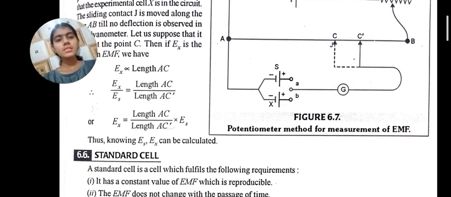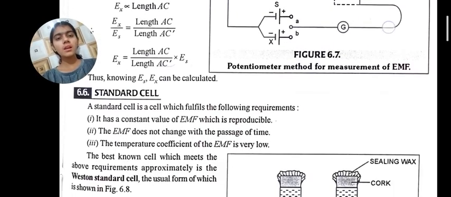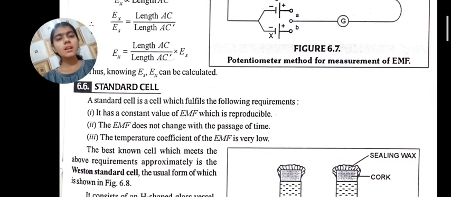Then we will discuss the standard cell. A standard cell is a cell which fulfills the following requirements. It has a constant value of EMF which is reproducible. The EMF does not change with the passage of time. The temperature coefficient of the EMF is very low.